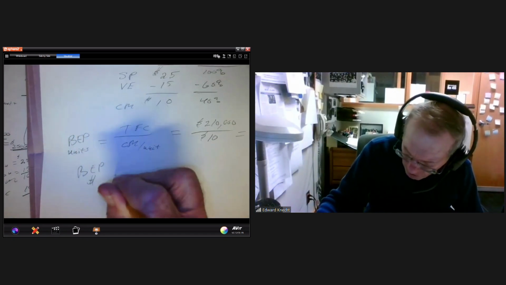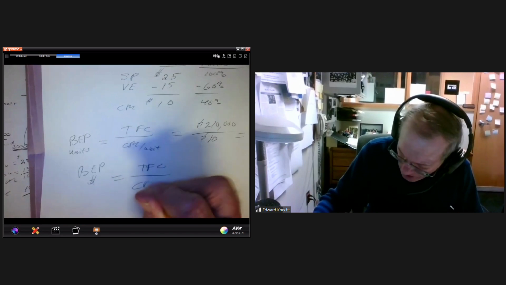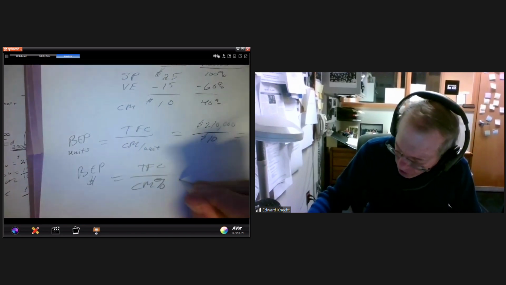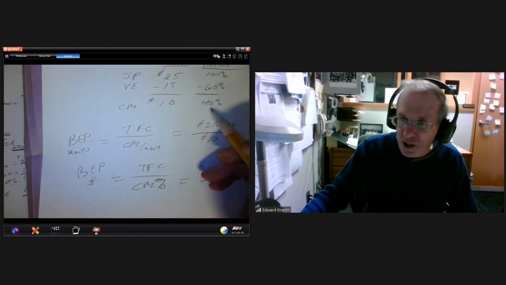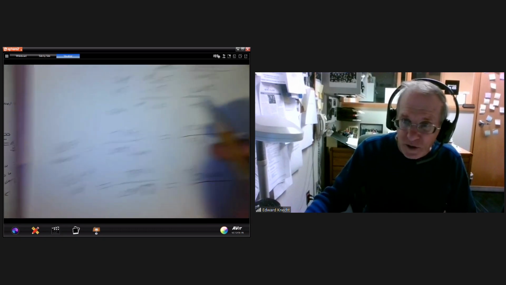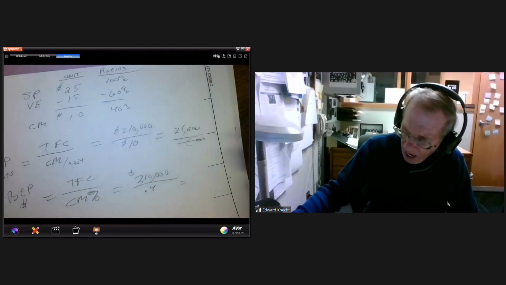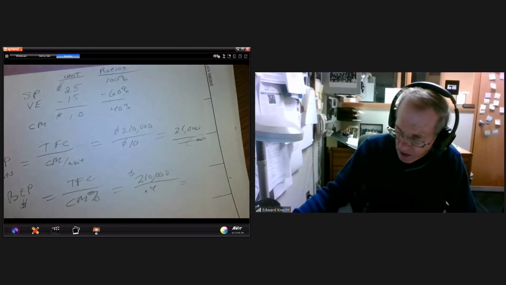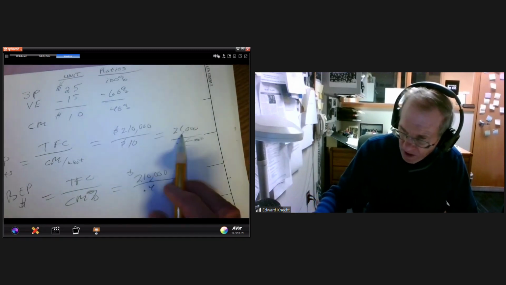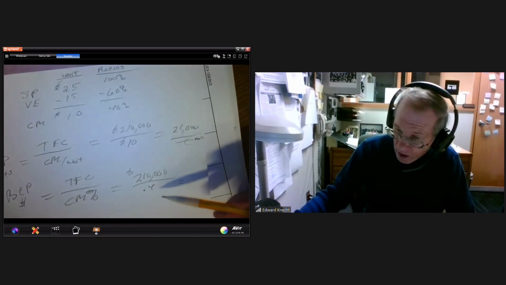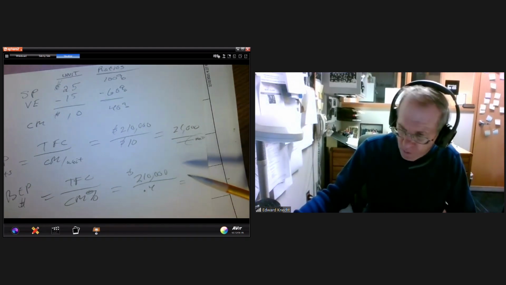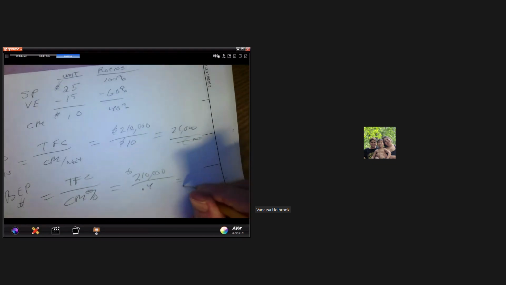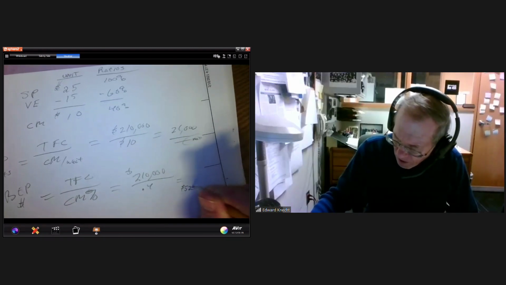Break-even point in dollars is the total fixed cost divided by contribution ratio or percentage. So it's 210,000. Numerator's the same, but we're dividing it by the contribution margin ratio, which is how much? 40%. Yes, or convert it to a decimal, 0.4. Now what's that going to be in dollars? Or we could take 21,000 units times $25 per unit. Either way, go ahead and do the division. 0.4 into 210,000, that would be 525,000. Oh, so that's what we would have to sell to break even.